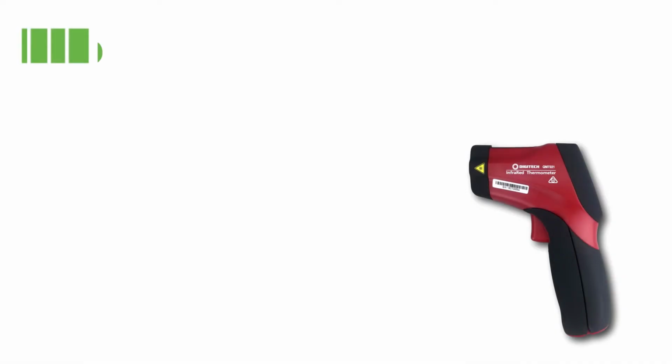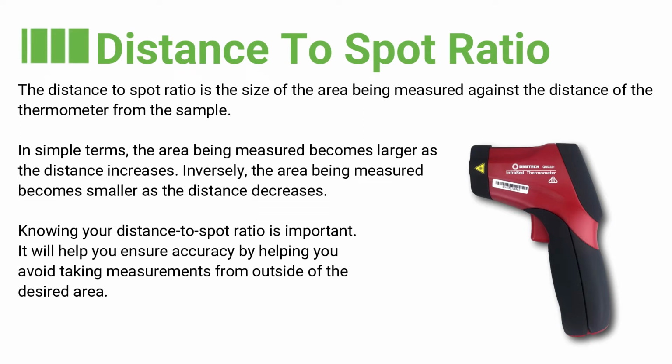The third factor is the distance to spot ratio. The distance to spot ratio is the size of the area being measured against the distance of the thermometer from the sample. In simple terms, the area being measured becomes larger as the distance increases. Inversely, the area being measured will become smaller as the distance decreases. Knowing your distance to spot ratio is important. It will help to ensure accuracy by helping you avoid taking measurements from outside of the desired area.